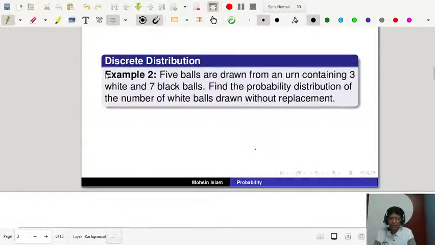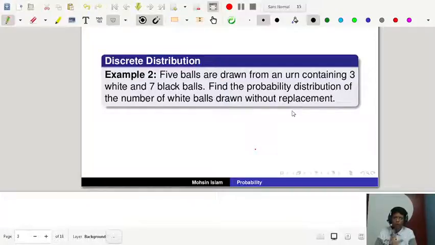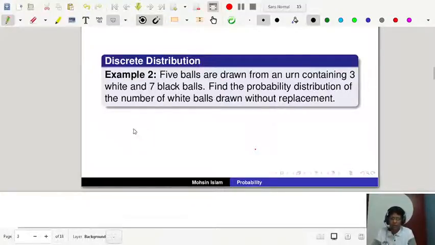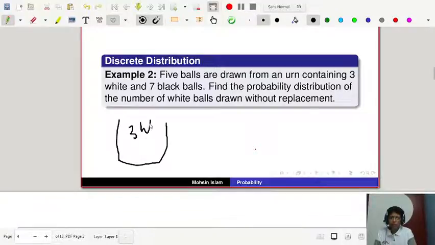Example 2: 5 balls are drawn from an urn containing 3 white and 7 black balls. Find the probability distribution of the number of white balls drawn without replacement. So you are not giving back the ball which is drawn; this is not with replacement, this is without replacement. So your urn contains 3 white balls and 7 black balls, and you are drawing the balls one by one. Find the probability distribution of the number of white balls.